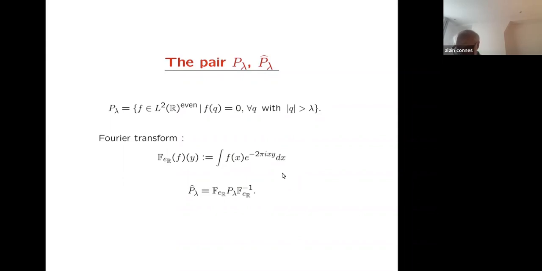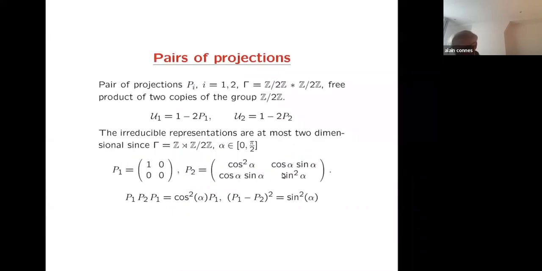So what we do, we take the Fourier transform, which is the one dictated by number theory, which is this exponential here, and we take the projection in space and we take its conjugate by Fourier. And we look at these two projections all together. Now, when you look at two projections all together, it's not a difficult thing. Why? Because a pair of projections is just a representation of the dihedral group. Namely, if you have a pair of projections, you have a pair of unitaries of square 1.